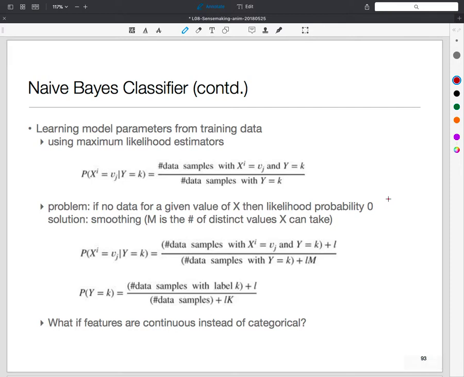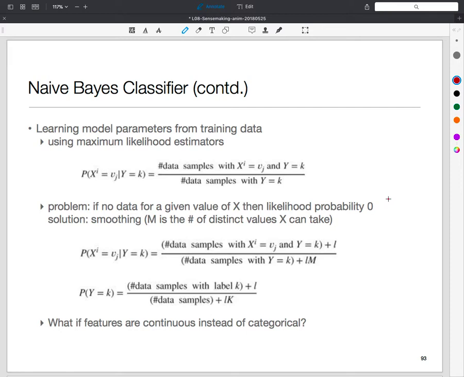So the probability that xi, the ith dimension, has a value vj given y equal to k is the number of data samples where xi is vj and y equal to k, divided by the number of data samples where y equal to k. So I will just do this counting. You have the data, you run through it, and you maintain a table, and every time you get a data sample, you increment, right? Then at the end of it, you will have the frequencies, and then you go ahead and calculate this.